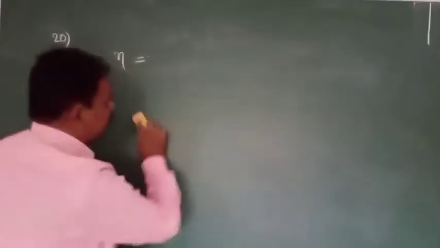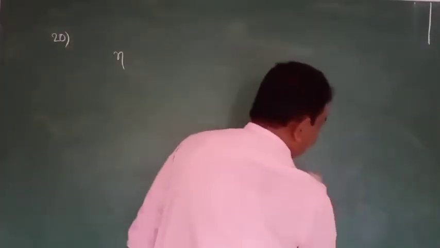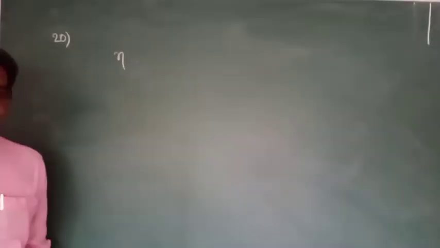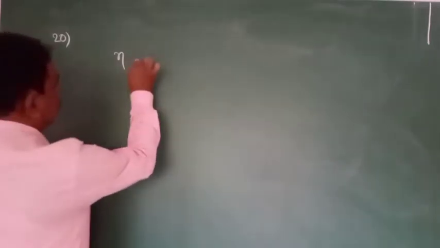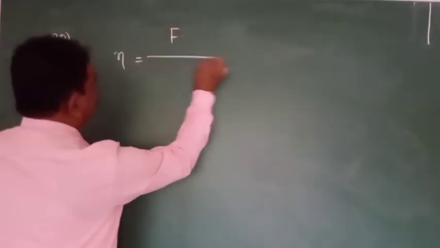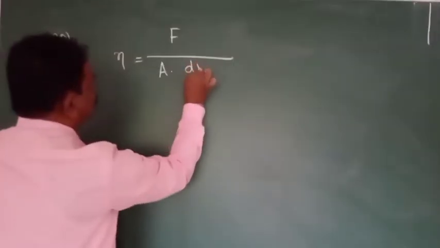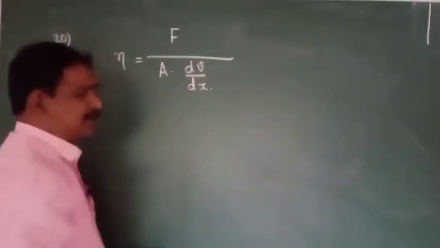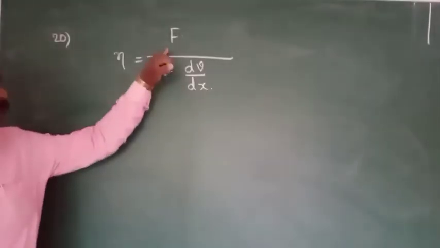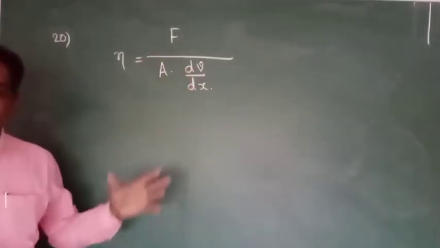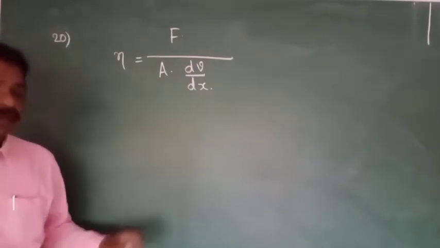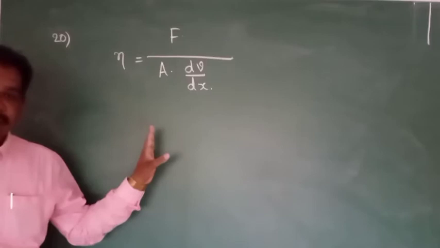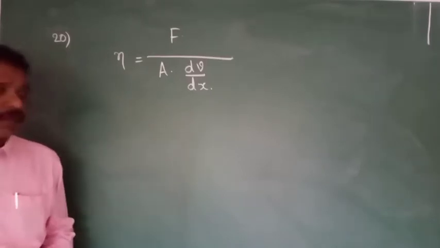Coefficient of viscosity is indicated by the letter eta. This symbol will be called eta. The formula for this eta will be: eta is equal to F by A into dV by dx. All of these will come in all chapters one by one. If you remember the formula at this junction of time, that is more than enough.